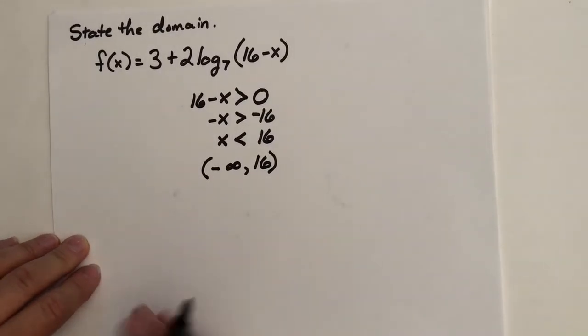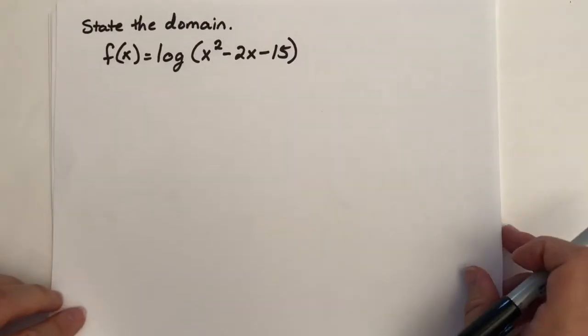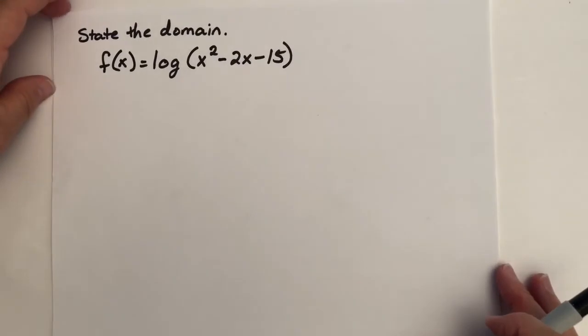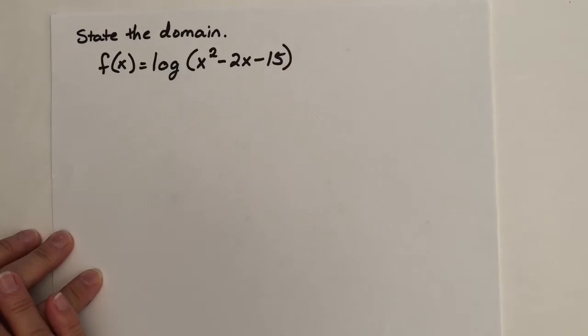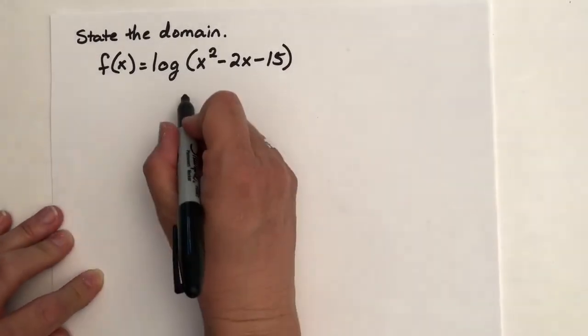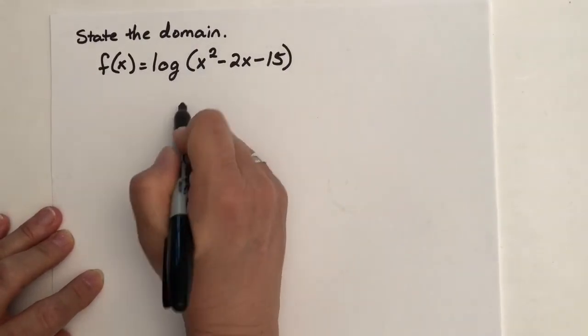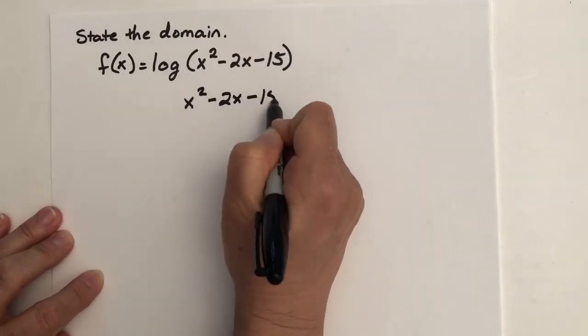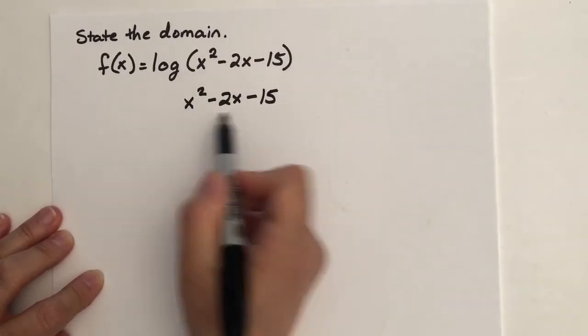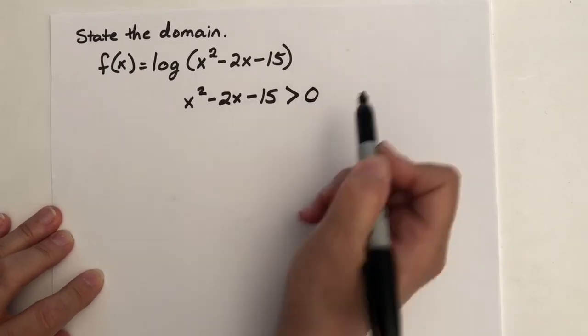Let's do one more. And notice we didn't have to graph it to come up with the domain. And in fact, in the next one, we wouldn't even know what the graph looked like, perhaps. We'd have to do some other work to figure out what the graph looks like. But that wasn't the question. The question is, what is the domain? So I'm going to set the argument greater than 0. Remember our goal. What numbers will make this expression be positive? So we set up an inequality.